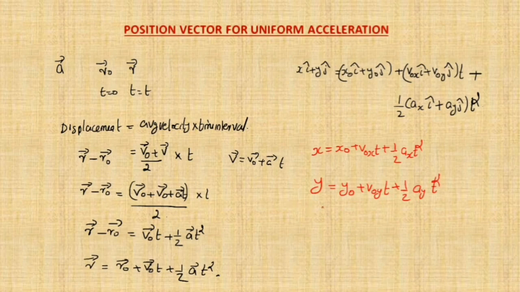What we conclude in this case is that the motion in a plane with uniform acceleration can be treated as the superposition of two separate simultaneous one-dimensional motions along two perpendicular directions. So this is the way to write the position vector for uniform acceleration, or uniformly accelerated motion. I hope you understand this one.